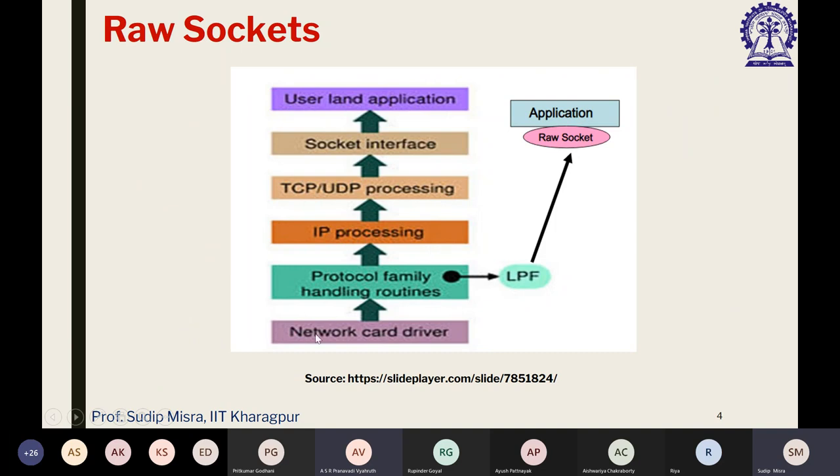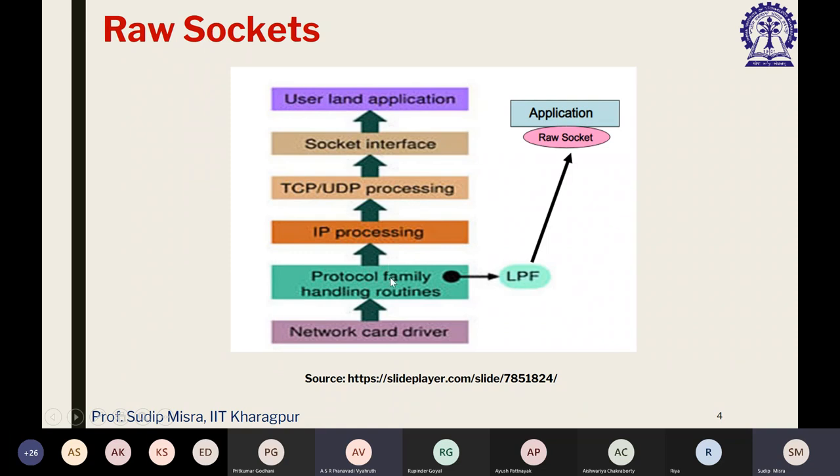Normally, you have the network interface card at the very bottom, right? This network card is there at the very bottom. Then you have these different protocol families and the corresponding routines, then IP processing, TCP/UDP processing, the socket interface, and on top you have the application, right? So when you are using SOCK_STREAM or SOCK_DGRAM, it goes through all these layers of processing.